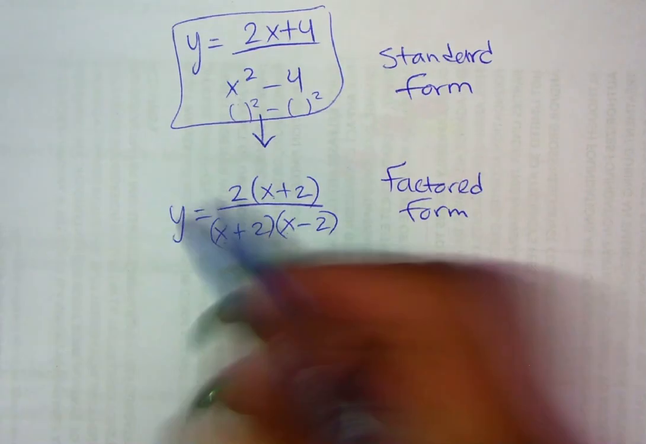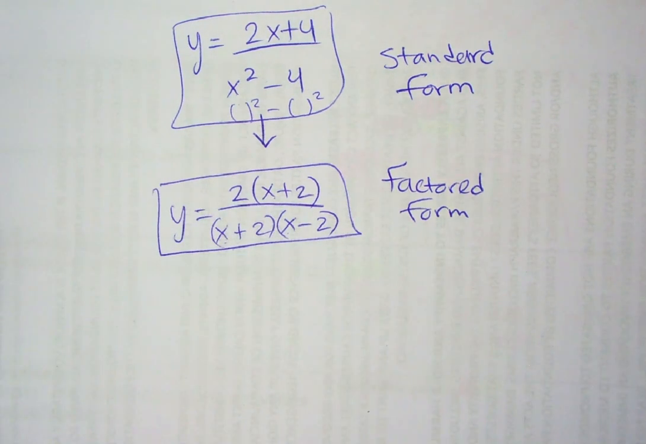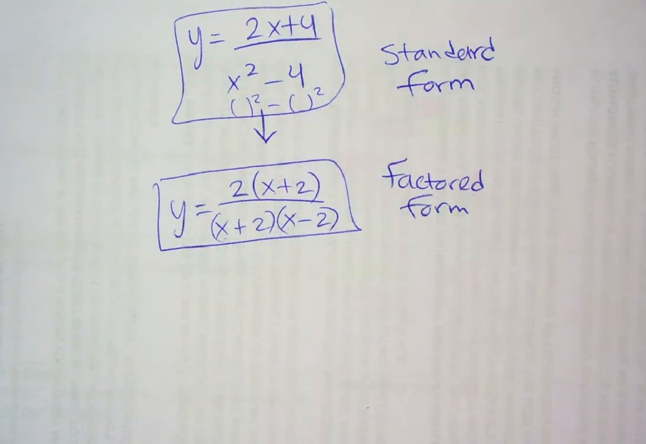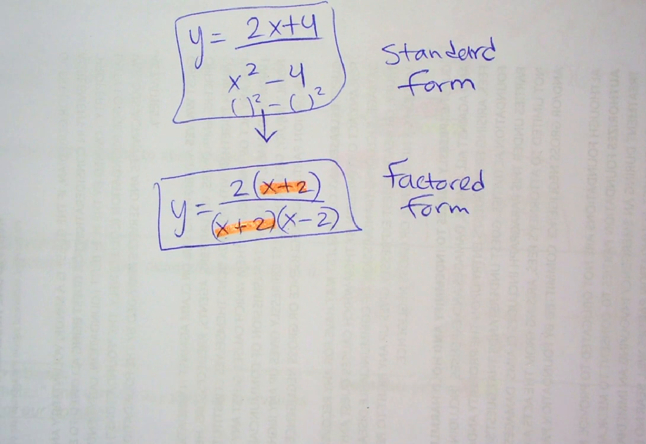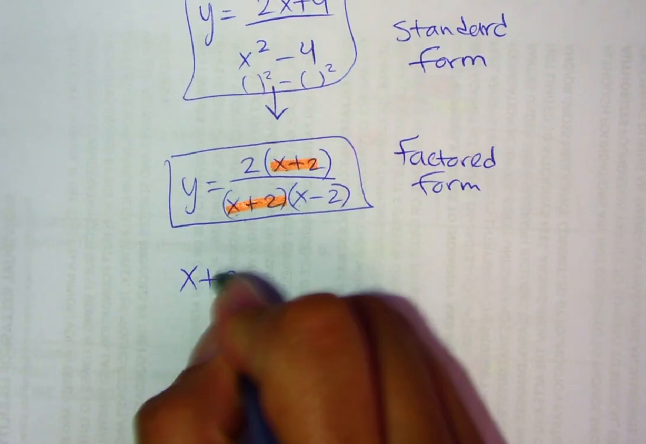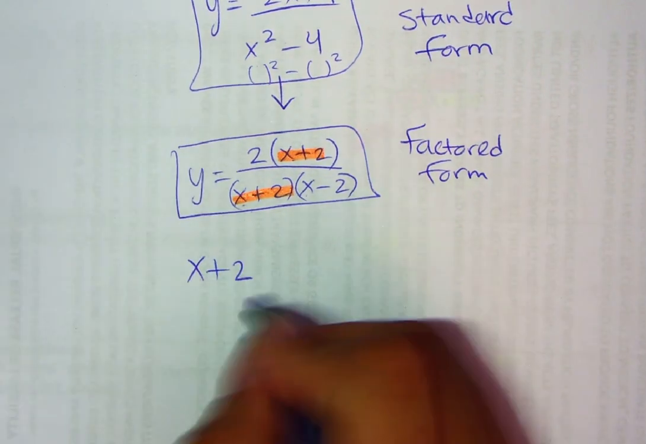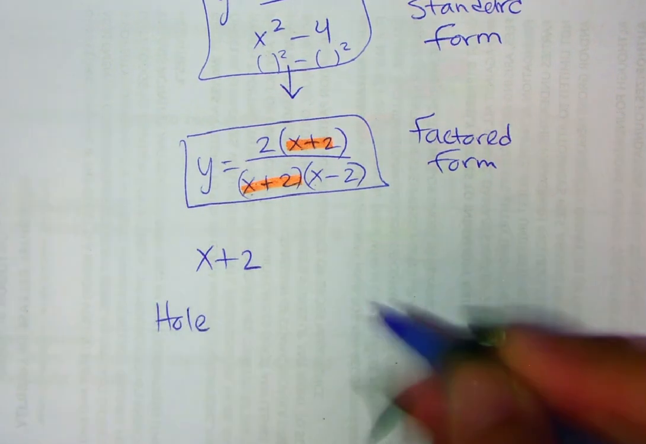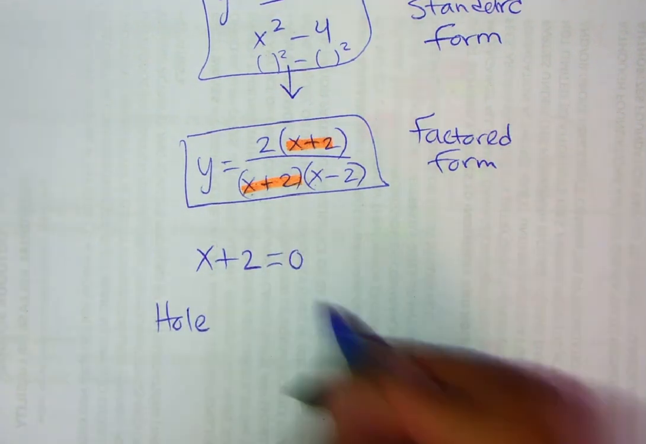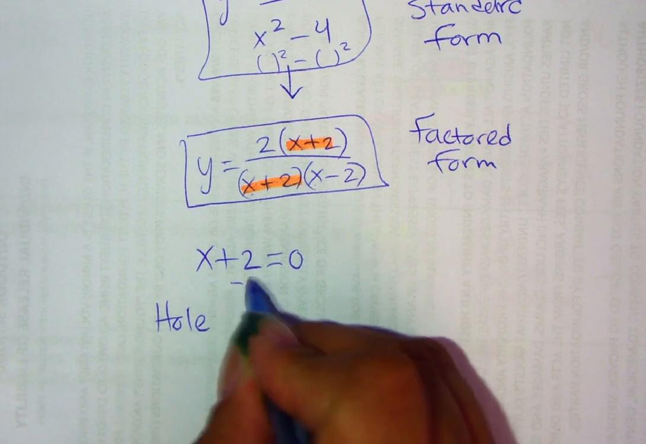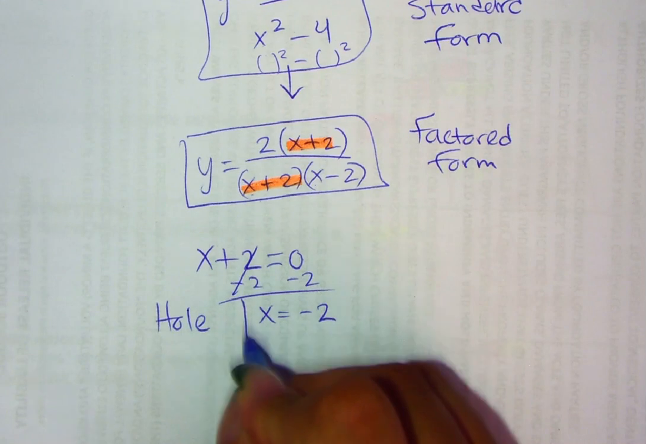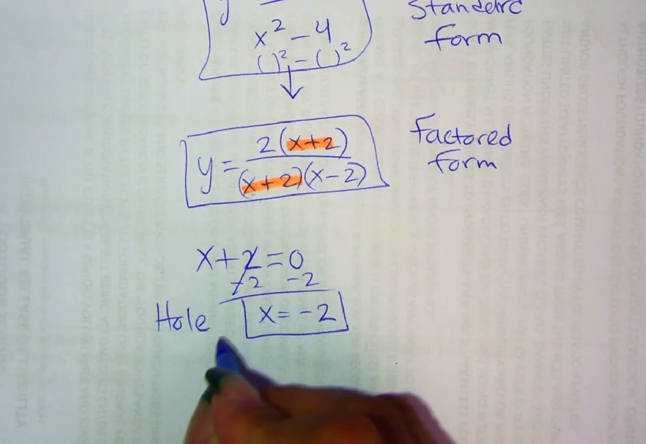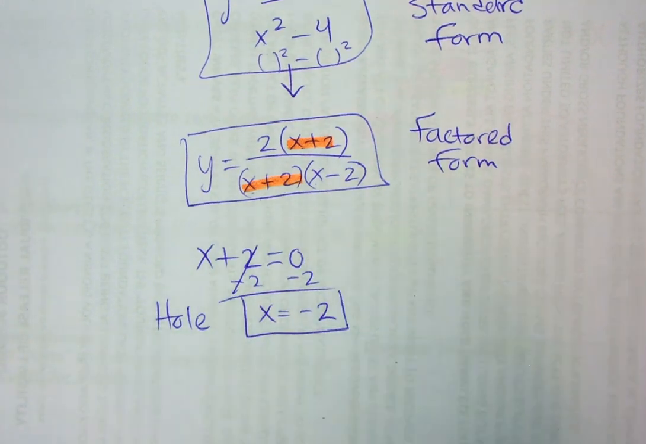So now that we have this in factored form, we're going to identify if there are any factors that are identical on the numerator and denominator. In this case, x plus 2 is the factor that is identical, so we're going to write it down and use this factor to find the hole. We're going to set this factor equal to 0 and then solve. Minus 2 on both sides, so we can cancel, and x equals negative 2. What we just discovered is where the hole on the graph will be. It's when x equals negative 2.